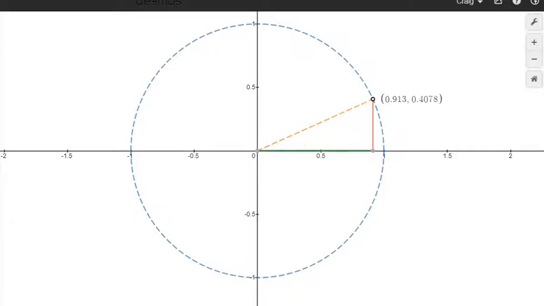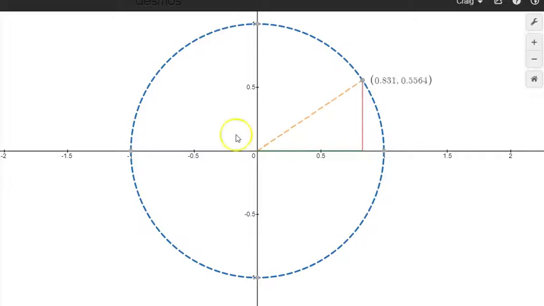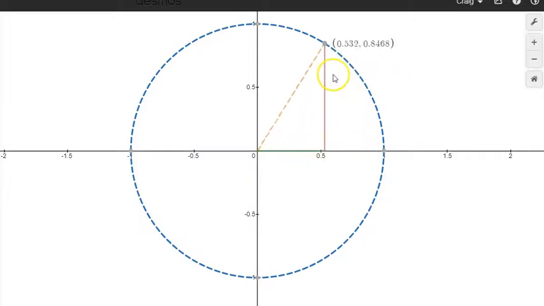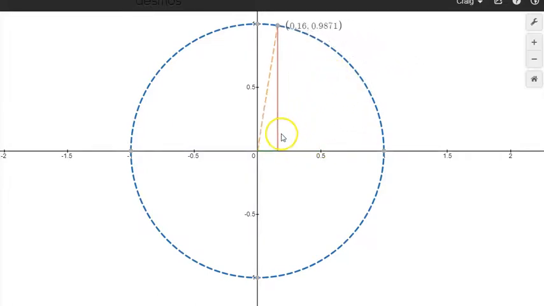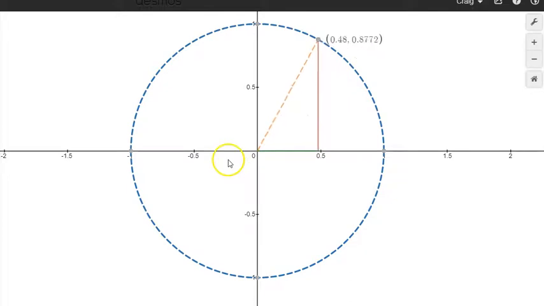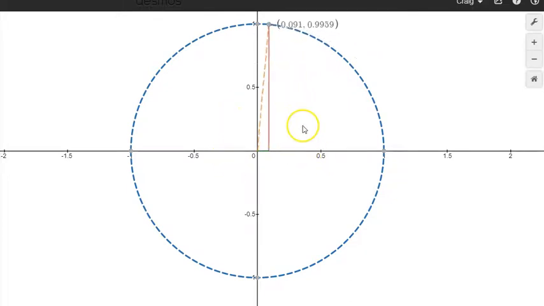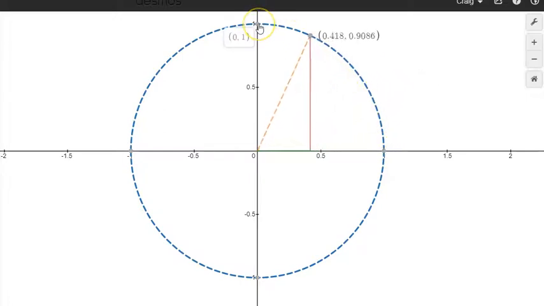For an angle between 0 radians and pi on 2 radians, notice the behavior of the red line. As the sine component increases, the cosine component decreases. Furthermore, the sine component starts at a value of 0 and grows to a value of 1.